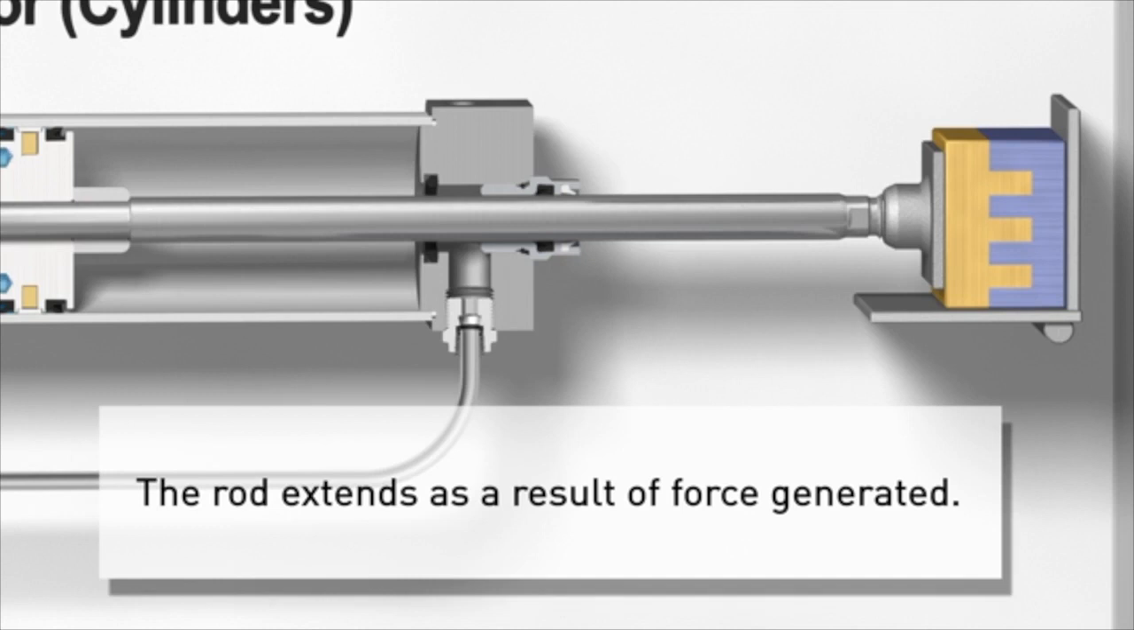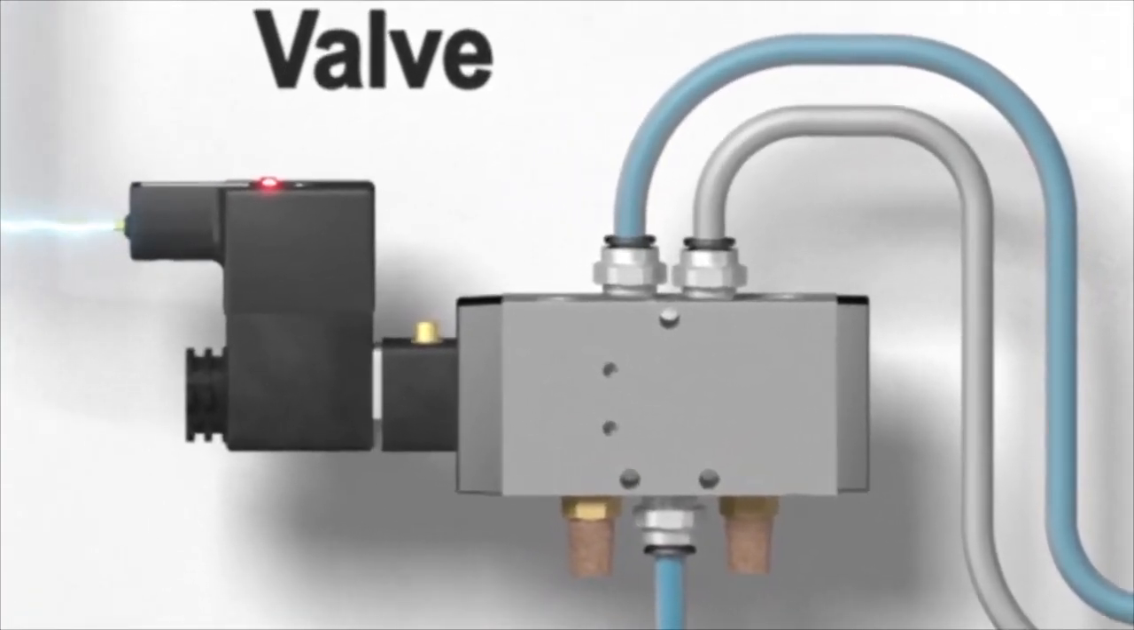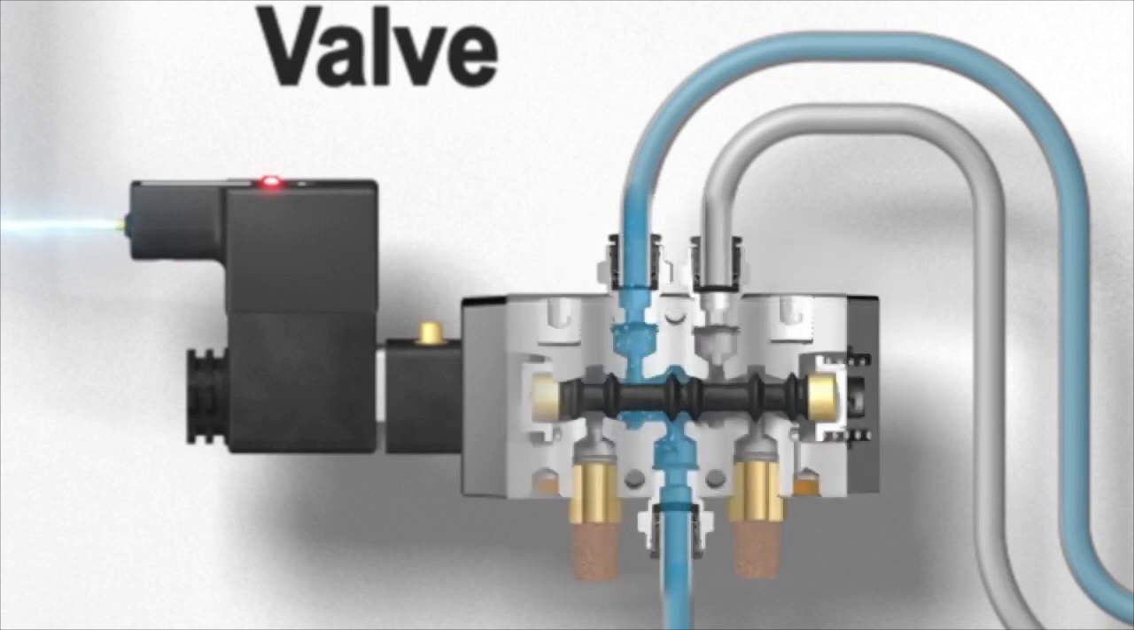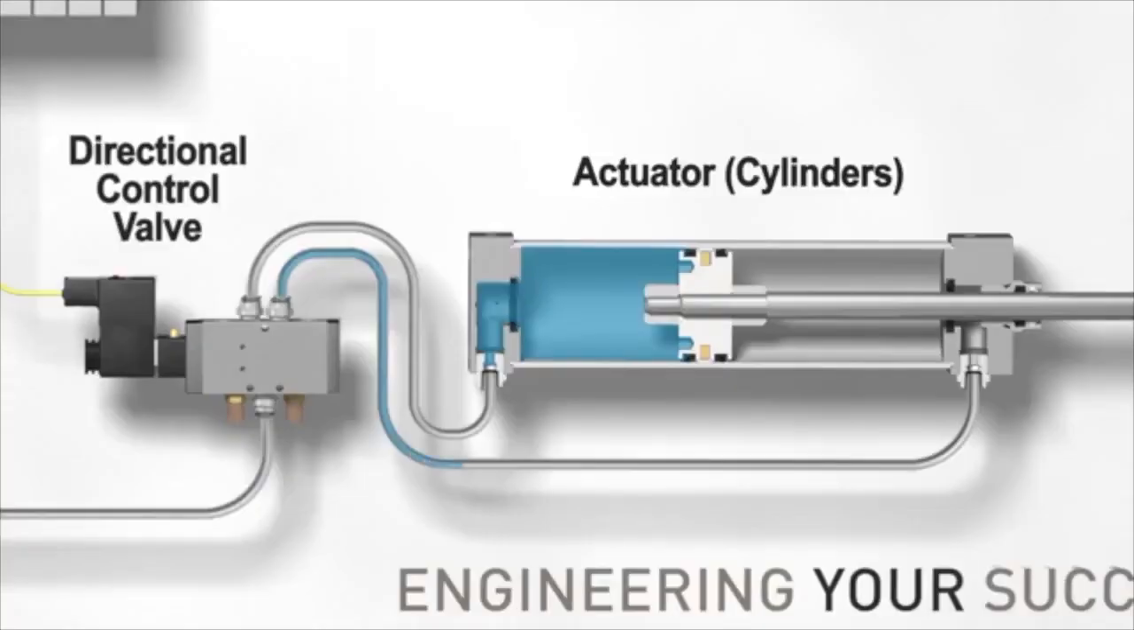Now that we have completed the extension, we will need a method to retract the actuator to its original position. The directional control valve will achieve this by changing the direction the compressed air flows from number 4 working port to the number 2 working port. The number 2 working port is connected to the head end of the actuator, and when the compressed air pushes on the opposite side of the piston, it will reverse the direction of the piston rod assembly. This reverse motion is typically referred to as retracting.